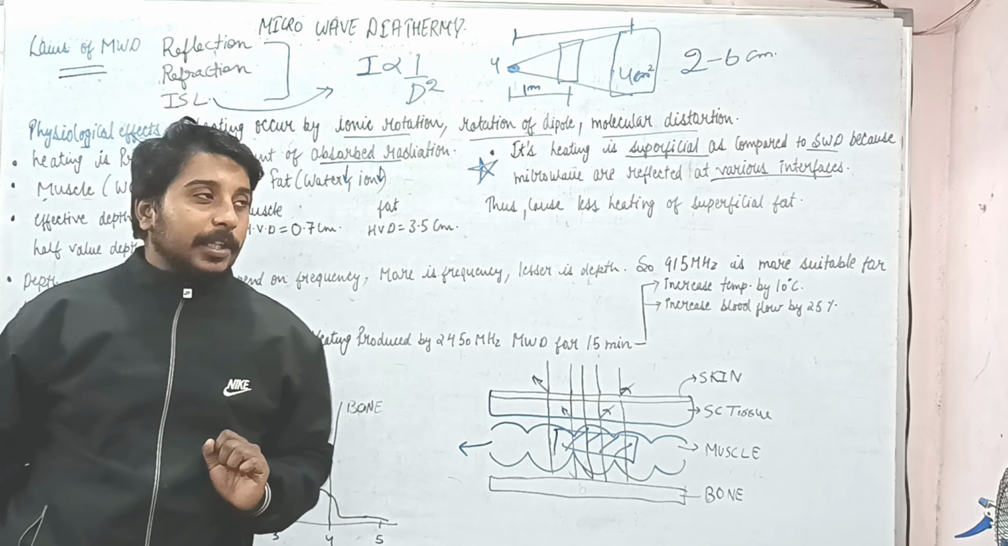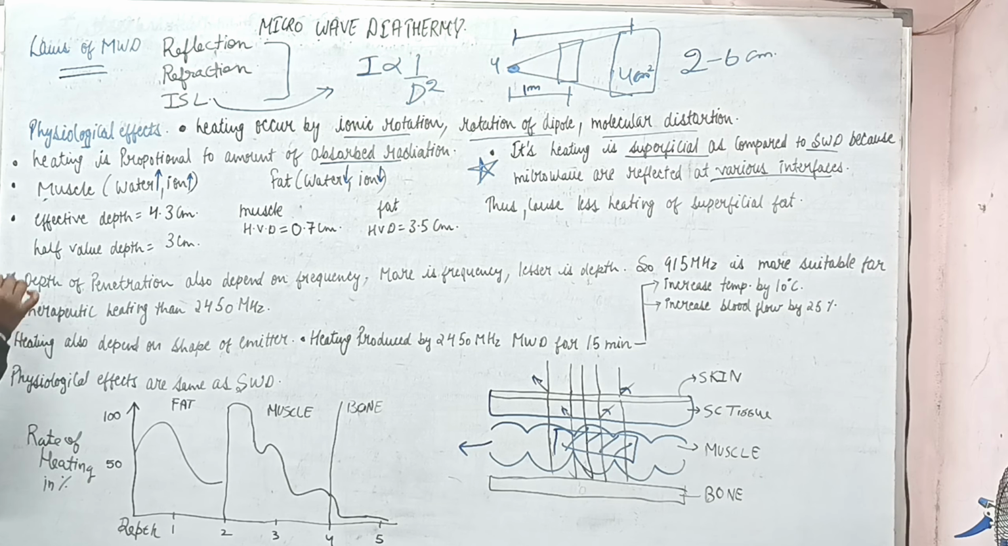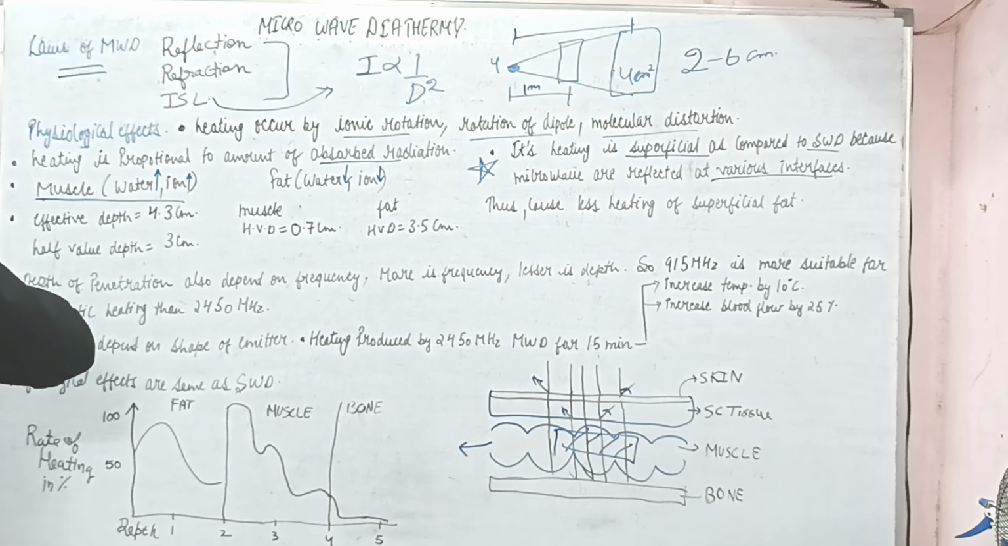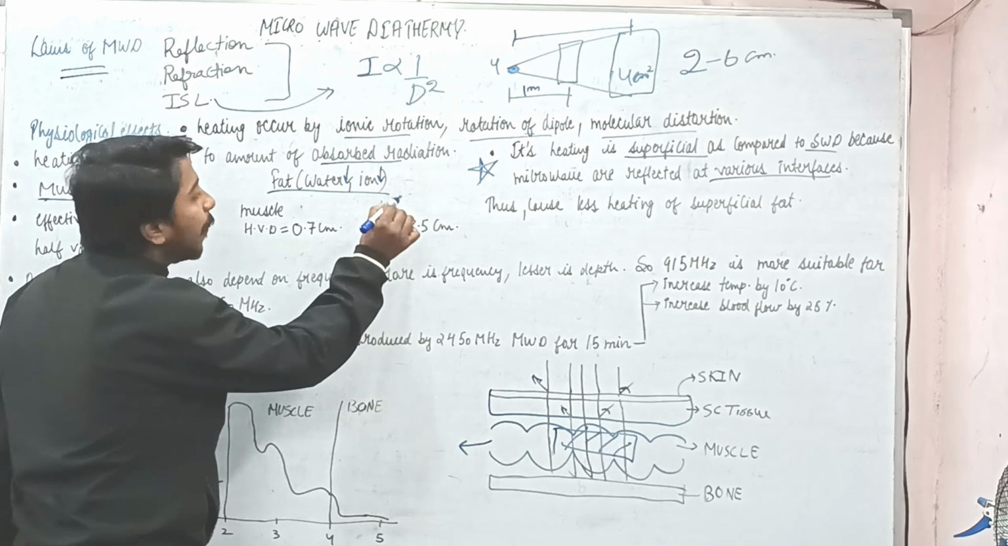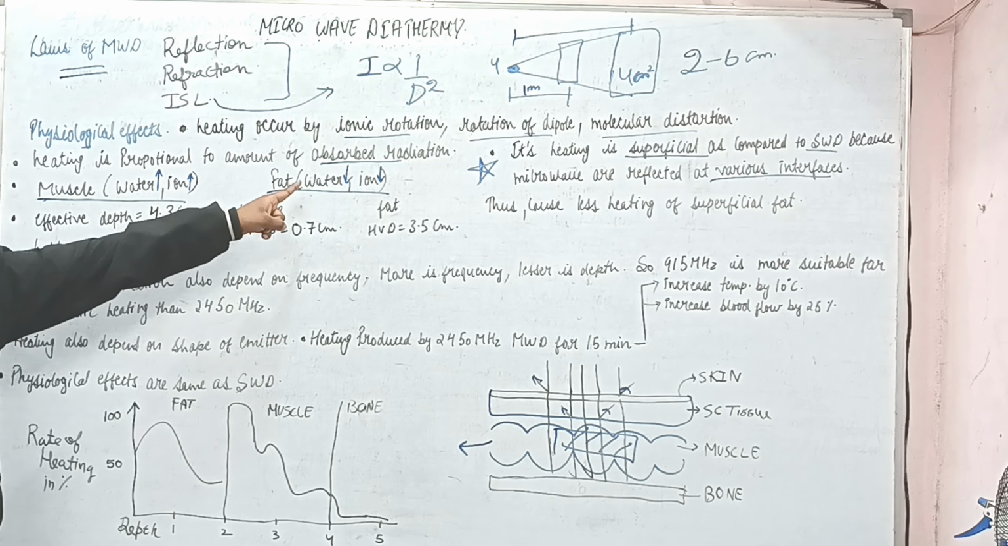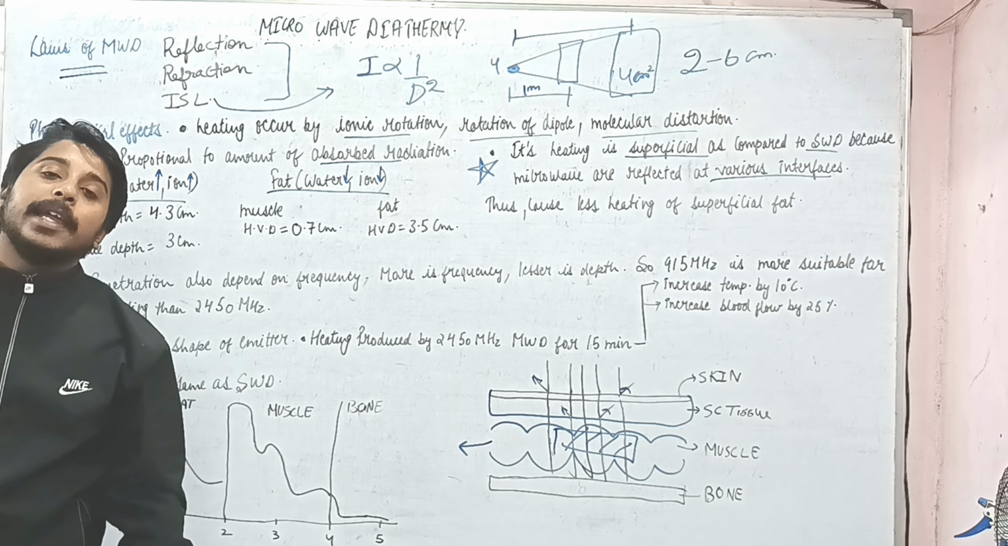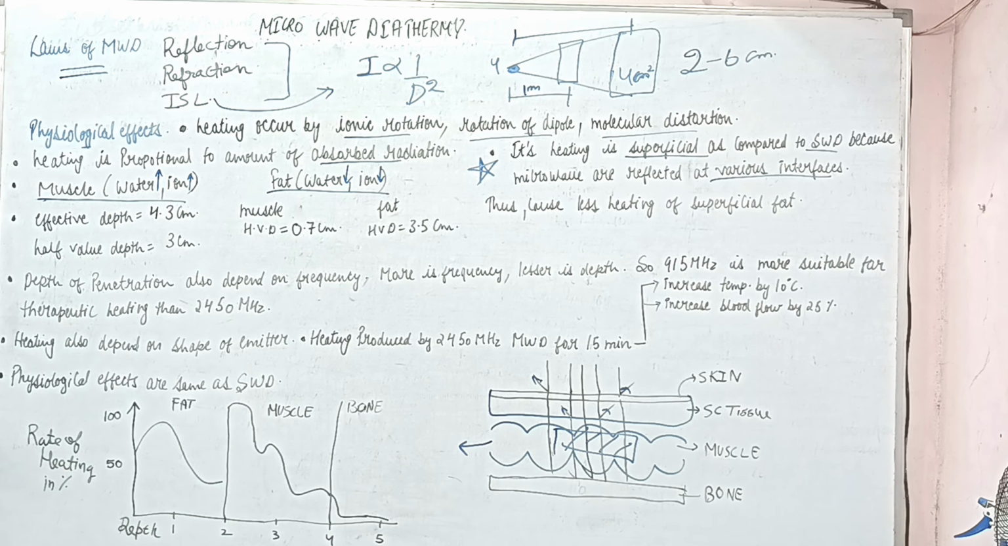That is why less heating occurs as compared to SWD in the tissue. Next, in tissue such as muscle, where water and ion content is more, heating will be more, and in tissue where fat is present, that is where water and ion content is less, heating will be less. Next, this point is again very important.